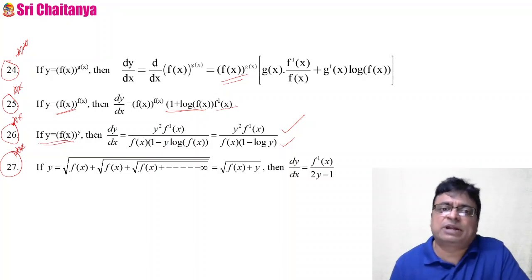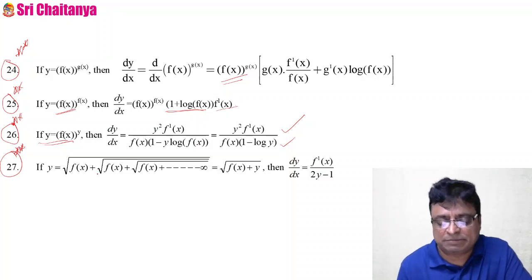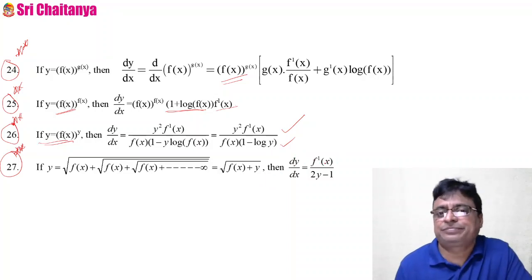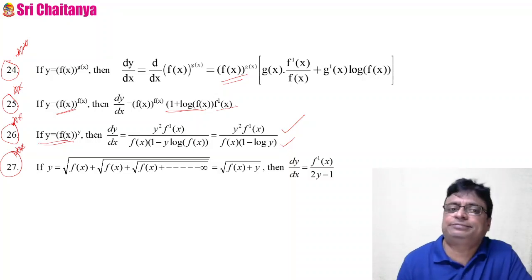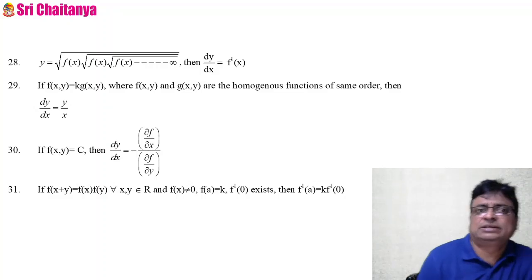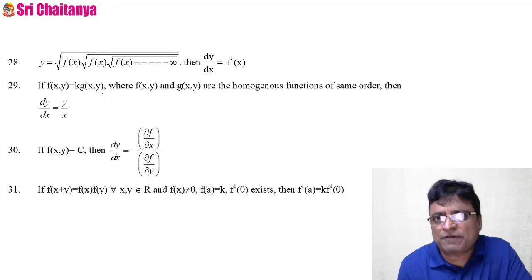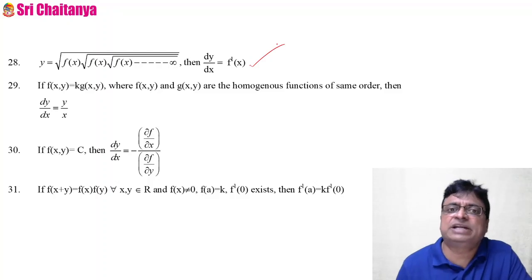Now 27th formula. If y equal to root of f of x plus root of f of x plus root of f of x plus root of f of x and so on up to infinity, or that can be written as root of f of x plus y, then dy by dx equal to f dash x by 2y minus 1. Once again, dy by dx equal to f dash x by 2y minus 1. Now coming to 28th, y equal to root of f of x into root of f of x into root of f of x and so on up to infinity. Then dy by dx equal to simply f dash x.